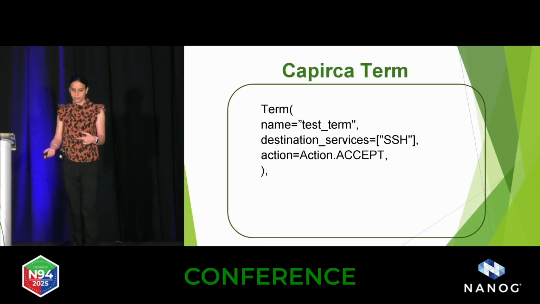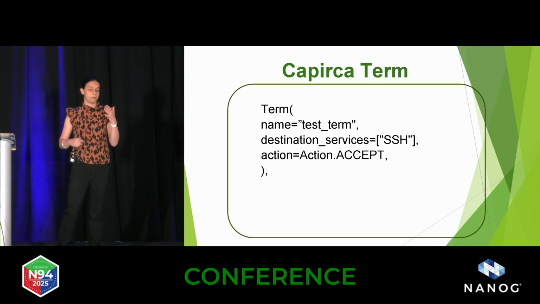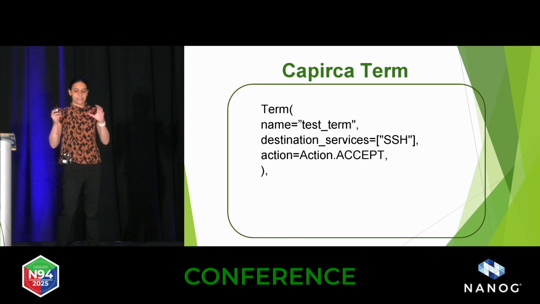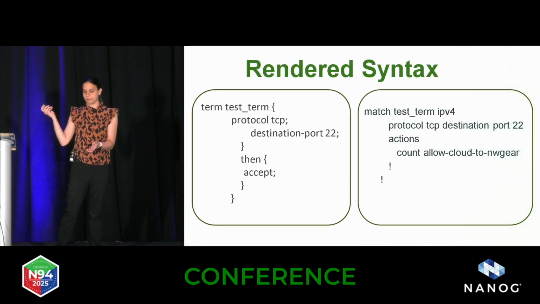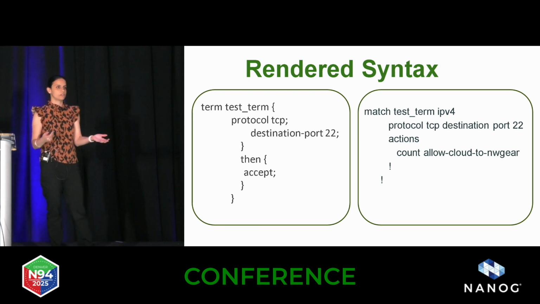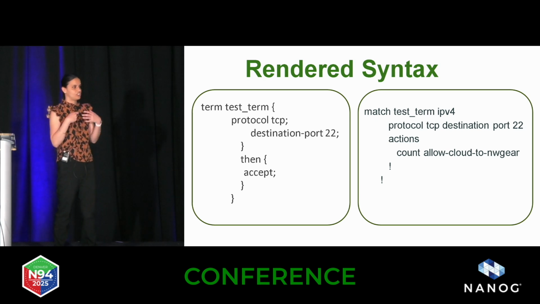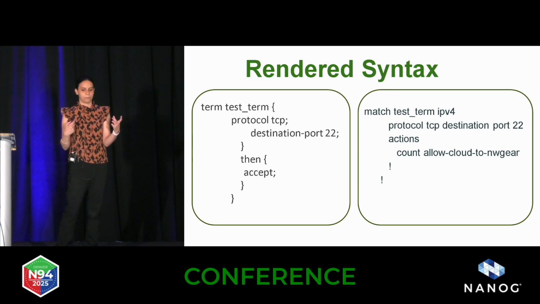This is a Capirca term. We can add multiple match criteria to it, like source address and destination address, but for simplicity, I've just kept it like this. This vendor-neutral Capirca term gets converted into a vendor-specific format with the use of the ACL generator library. On the left-hand side is the Juniper format, on the right-hand side is the Arista format. So a user who's not aware of any of these syntaxes just has to write a vendor-neutral file, and this is what we do for them to be converted to the rendered syntaxes.